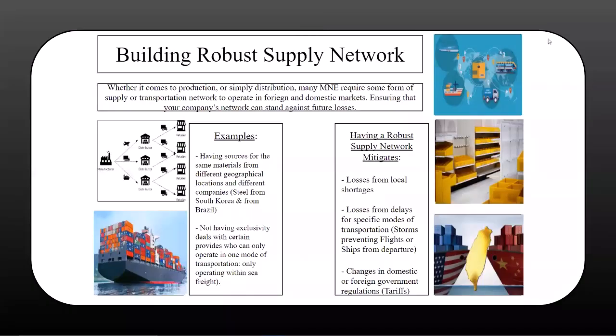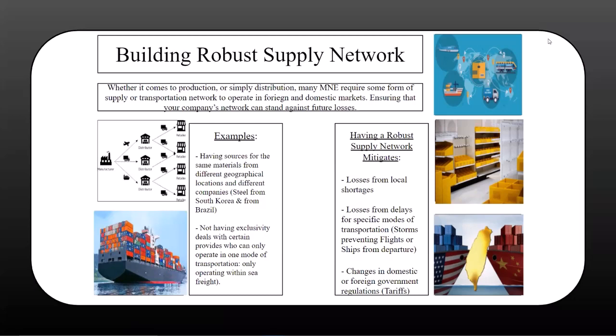The first long-term risk mitigation strategy is building robust supply networks. When it comes to production or simply distribution, many multinational enterprises require some form of supply or transportation network to operate in foreign and domestic markets. Ensuring that your company's network can stand against future losses is very important when it comes to distribution and transportation.